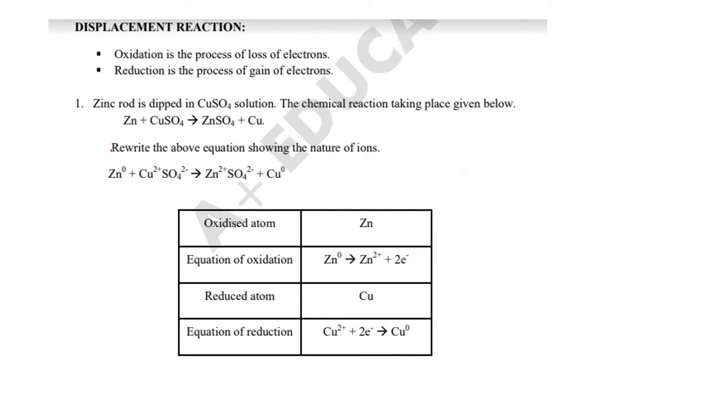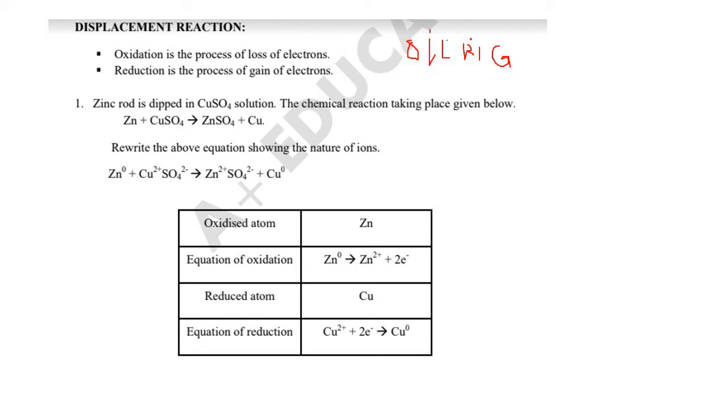Okay. Now, what is oxidation and what is reduction? That is what I am going to tell you now. Oxidation is the process of loss of electrons and reduction is the process of gain of electrons. Remember, what is oxidation? It is the process of loss of electrons. So you should study this code, OIL RIG. What is this OIL RIG? Oxidation is loss of electrons and reduction is gain of electrons.